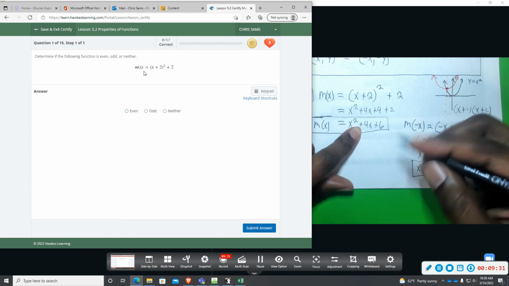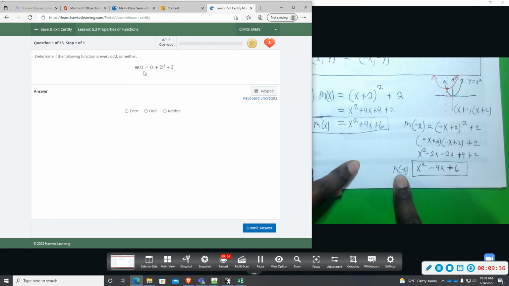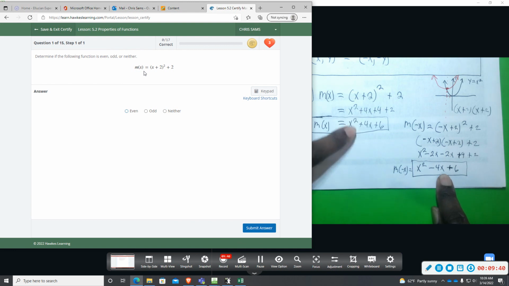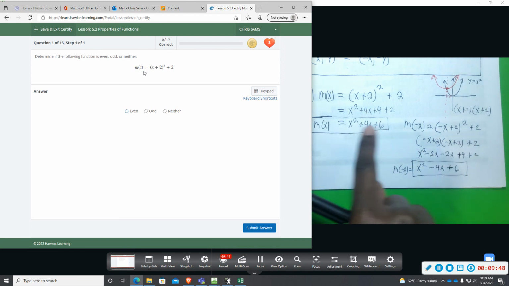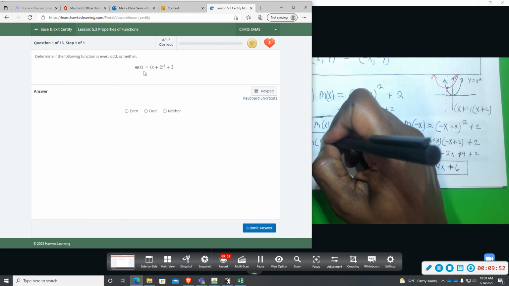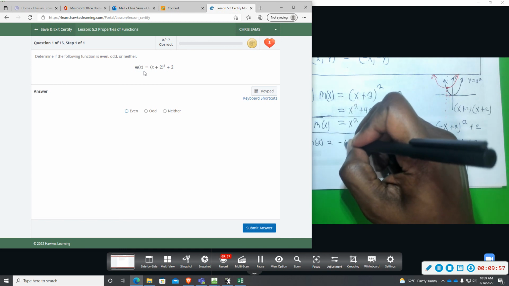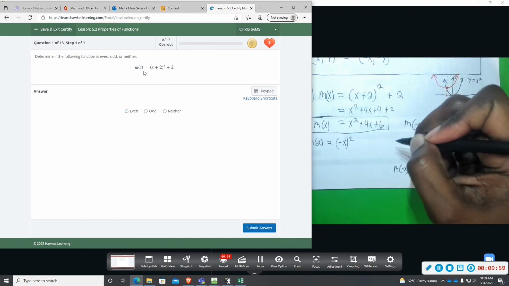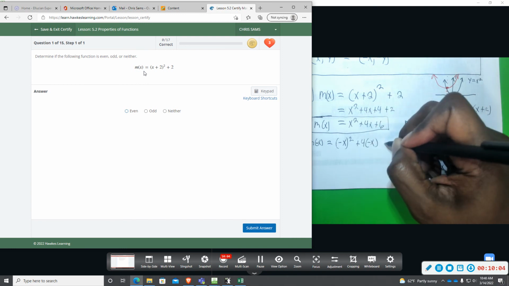So when we compare these two, m of negative x is not the same as this. And once you simplify it like this, instead of me having to go through all that work, I could have just done it from this point here. So just to show you again, m of negative x would be a negative x being squared plus 4 times a negative x, and then plus 6.